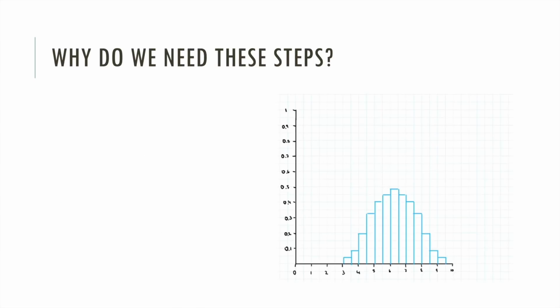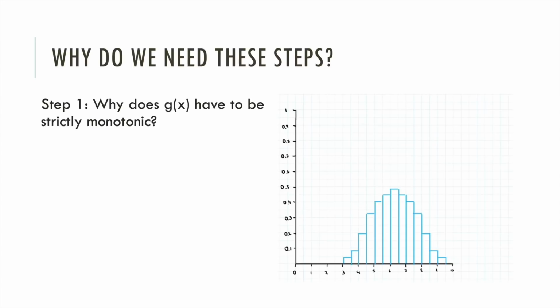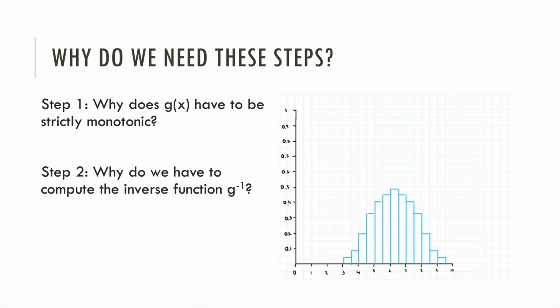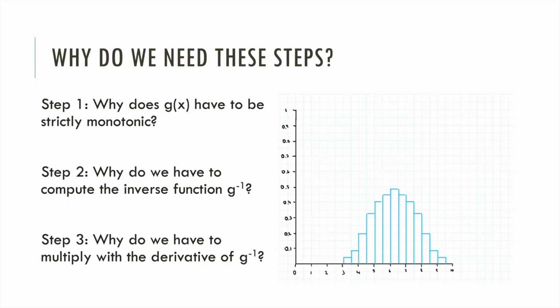So now we come to the question of why. Why do we even need any of this, and why does it make sense? Why do we need these steps? Why does g(x) have to be strictly monotonic? Why do we have to compute the inverse function? And why do we have to multiply with the derivative of that inverse function? Makes no sense, right? Wrong.